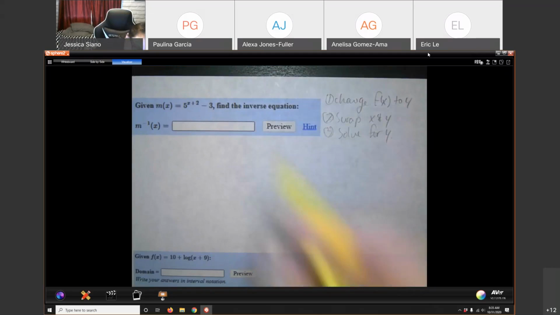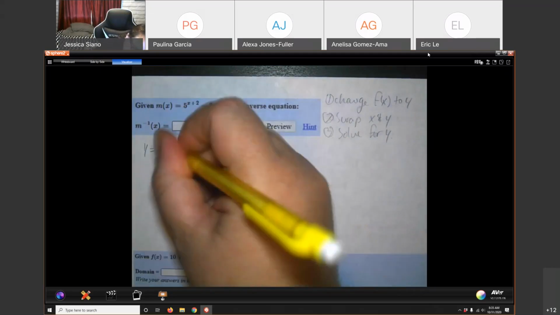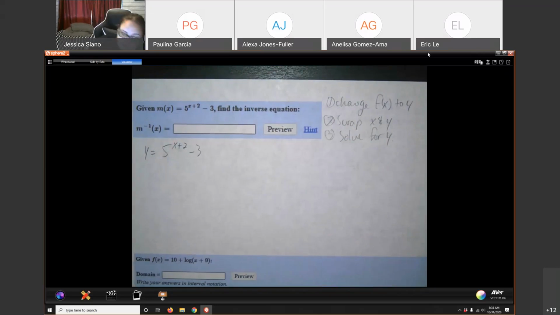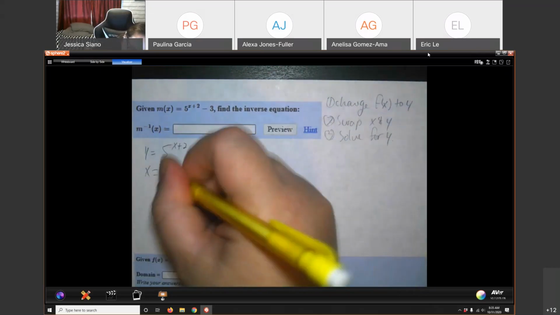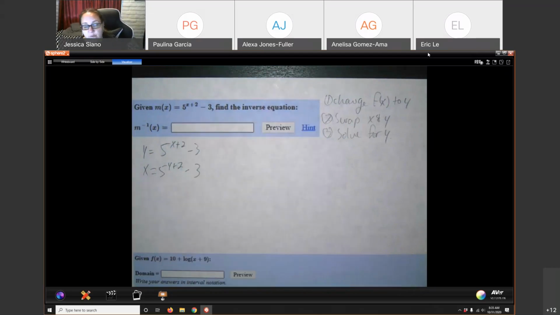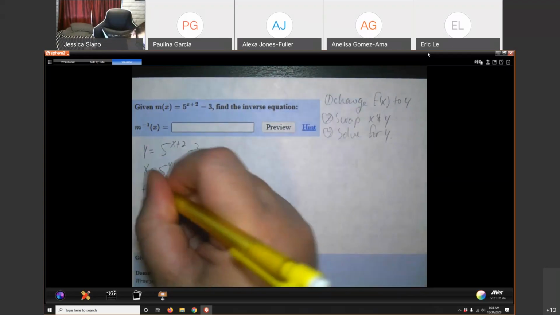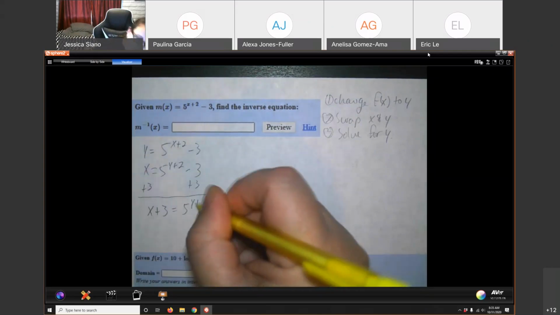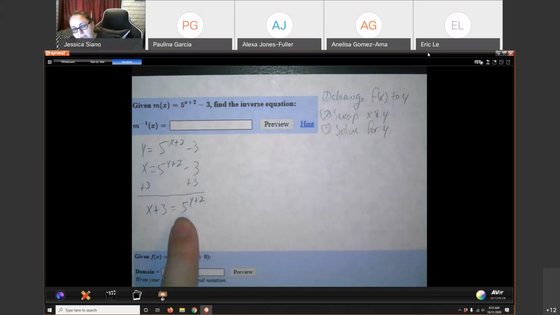So I'm going to make this y equals 5 to the x plus 2 minus 3. And then I'm going to change it to x equals 5 to the y plus 2 minus 3. Then I'm going to solve for y. So the first thing I'm going to do to solve for y is get this 3 over. Now I have x plus 3 equals 5 to the y plus 2.